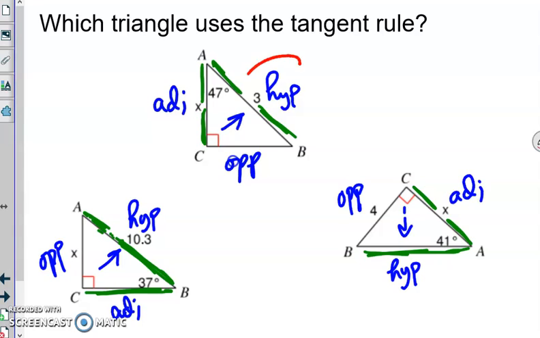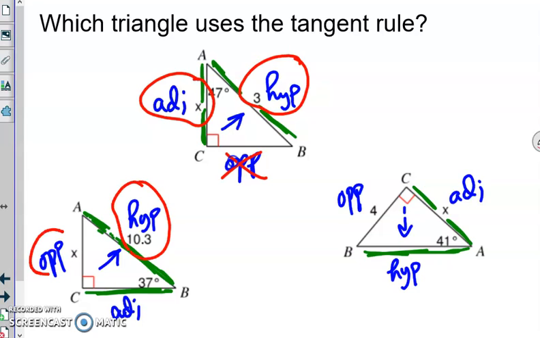So on the top triangle, we're using the hypotenuse, and we're using the adjacent side because they gave an X and a 3 there. We're not using the opposite. This is not an example of tangent. For the bottom left triangle, we're using the hypotenuse, and the X is the opposite side. We're not using adjacent. This is not an example of tangent.